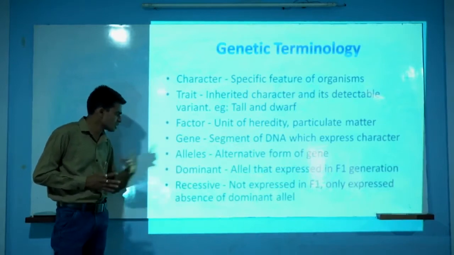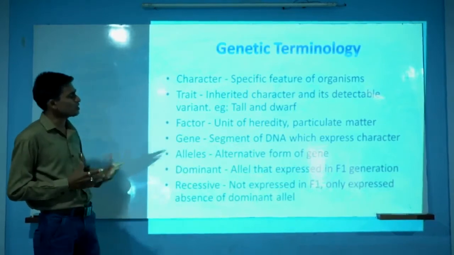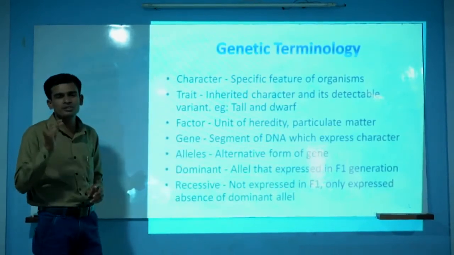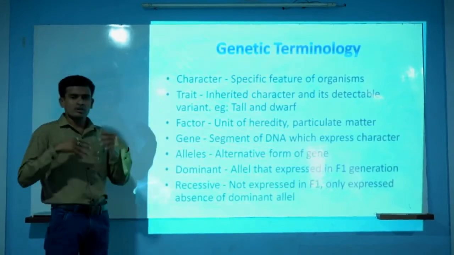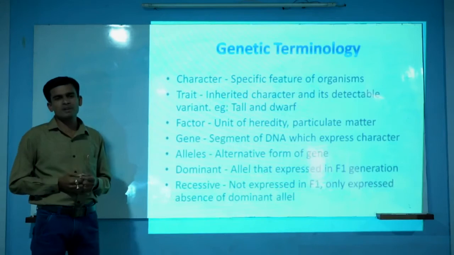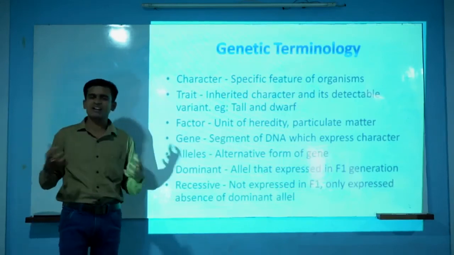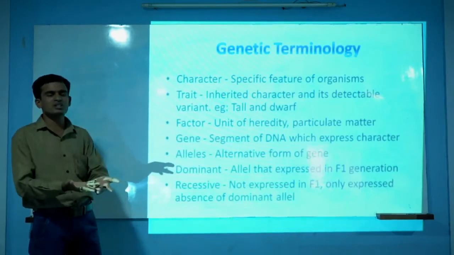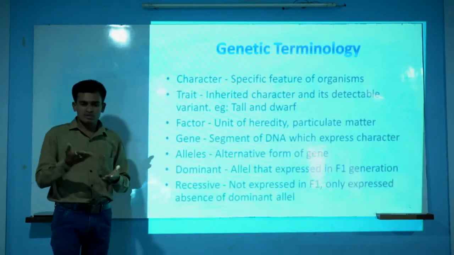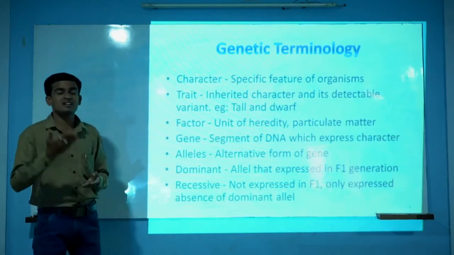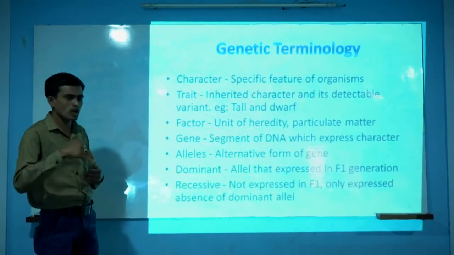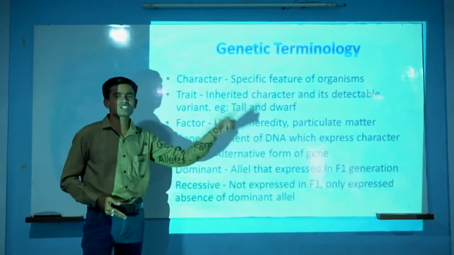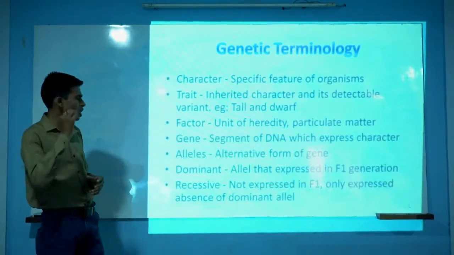Next one, dominant: the allele that is expressed in the F1 generation. F1 generation means the first filial generation. Mendel performed the experiment on garden pea plants. One plant acts as the male plant, another plant acts as the female plant. These two plants get crossed, and in the next generation the plants determine the characteristics. That character is the dominant characteristic. So the allele or character that is expressed in the first generation is called the dominant character. That is what we call dominant.